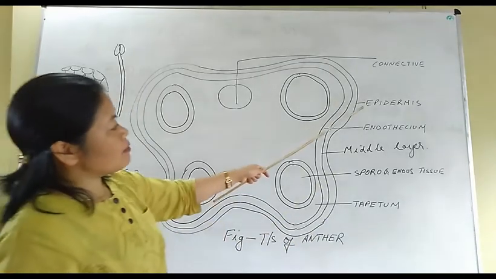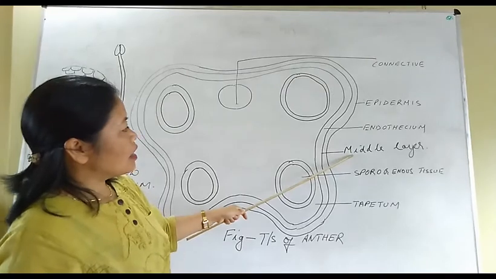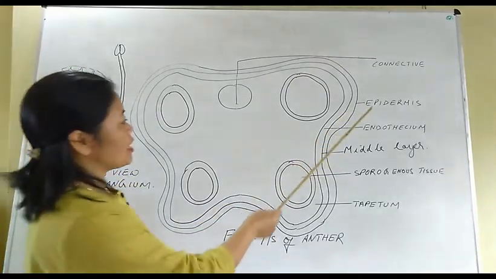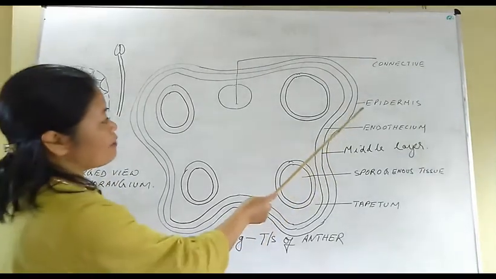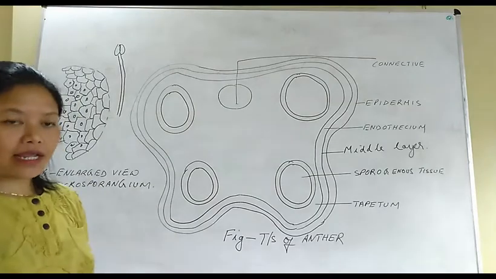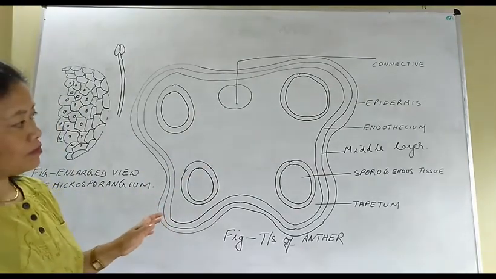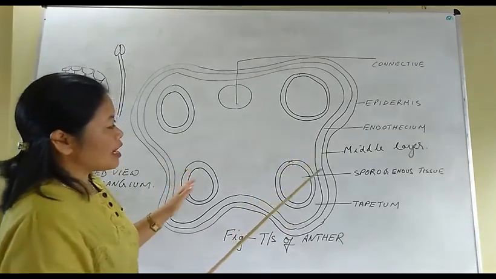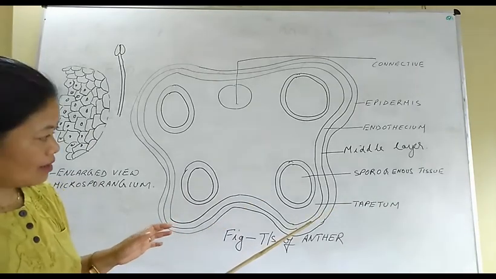Out of this, epidermis, endothecium and middle layer are the outermost wall layers. These three layers are regarded as the outermost layer, and the main function is to provide protection. And it is from this outermost layer that pollen grains are released from the anther.